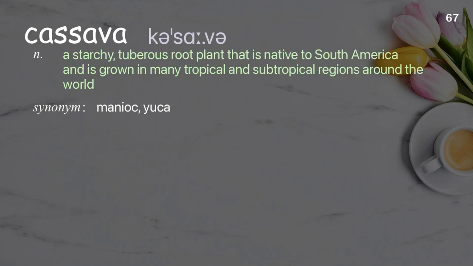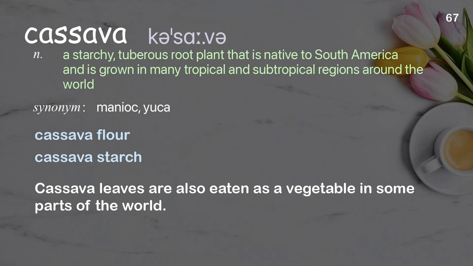Cassava: a starchy, tuberous root plant that is native to South America and is grown in many tropical and subtropical regions around the world. Examples: cassava flour, cassava starch. Cassava leaves are also eaten as a vegetable in some parts of the world.